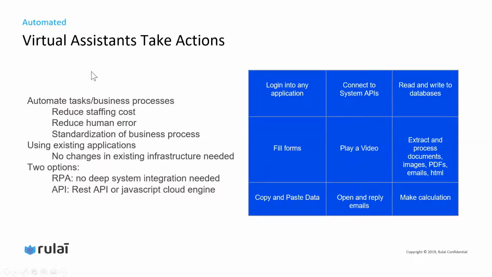With that, a virtual assistant can log into any application, fill forms automatically, copy and paste data, connect to system APIs, play video, open and reply to emails, read and write databases, extract and process documents, images, PDFs, emails, HTML, or make calculations. With that, the virtual assistant can reduce staff cost, reduce human error, and standardize business processes. And you can use existing enterprise applications without changing the existing infrastructure. That's the second part, automation.